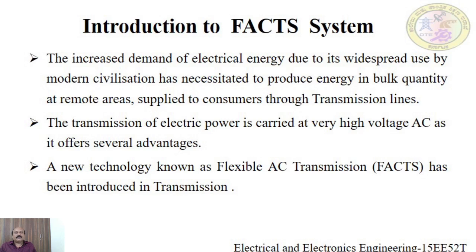Therefore, this parameter is to be compensated. Operation and control: due to all these constraints, the power flow in a transmission line cannot be controlled properly unless and until we use extra devices. The devices may be power electronics based or other static components which can be included in the AC transmission system, which will lead to a flexible AC transmission system.